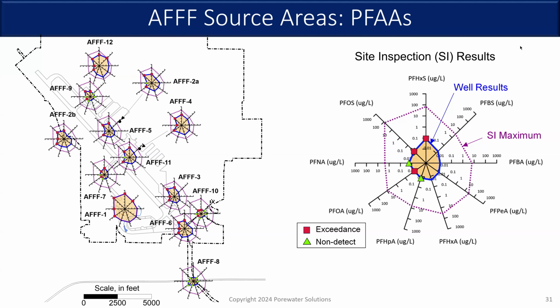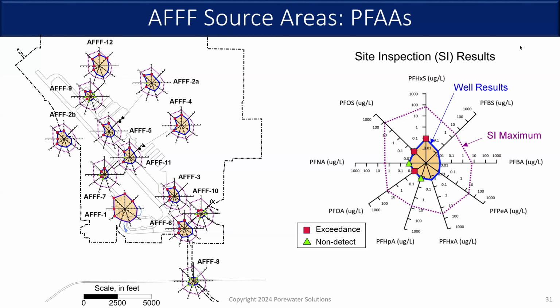So now plotting these on a map, we can see that, for example, remember how before I said we want to be able to see where we have the highest concentrations? Well, you can see right away it's AFFF1. That's the current fire training area. And you can see AFFF8 down at the bottom. That's got a lot of non-detect symbols. So clearly those are the lowest concentrations. That's a former crash site where it doesn't look like there's much in the way of AFFF impacts today.